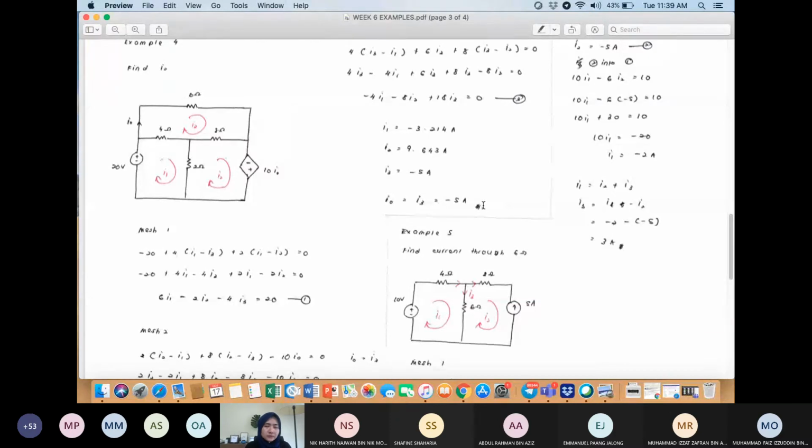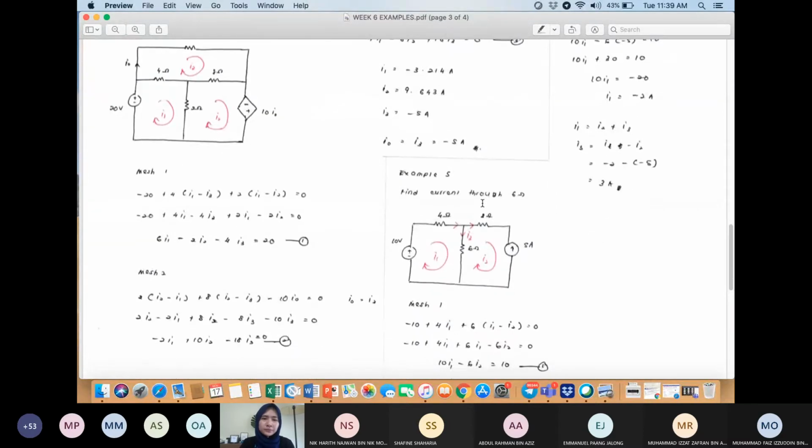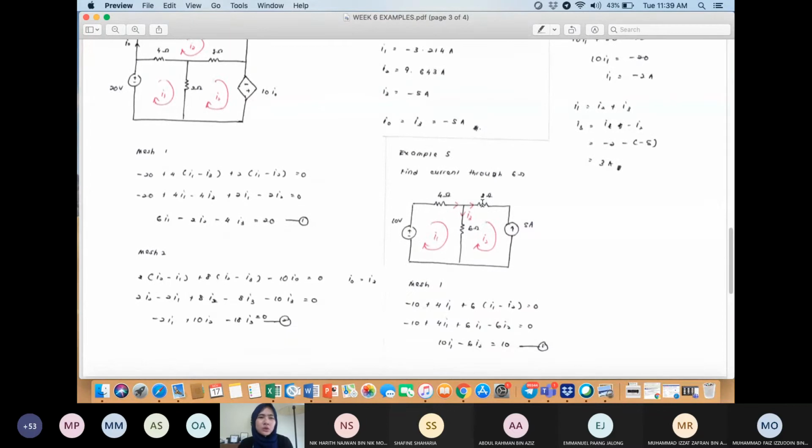Next example is example 5. So basically the steps are the same. You just follow the steps and you can calculate for the current. Usually we use the mesh analysis to calculate for the current. If you want to calculate for the voltage, usually we'll use the nodal analysis that you have learned last week.